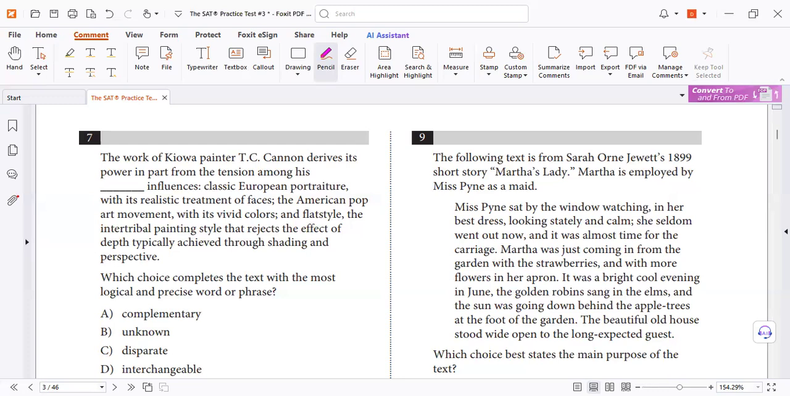Letter C. Letter C, correct. Remember, adjective, the influence. The colon helps you. Perfect.